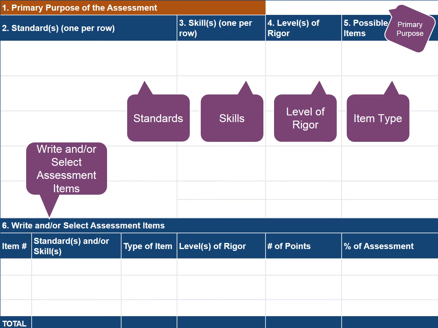And then at the bottom, you are selecting your test items there, and you just follow going across the item, the standard, the type of item that it is. Once again, is it a multiple choice? Is it a short response? The level of rigor, the number of points that you're giving that item, and the percentage of the assessment that this item will entail.